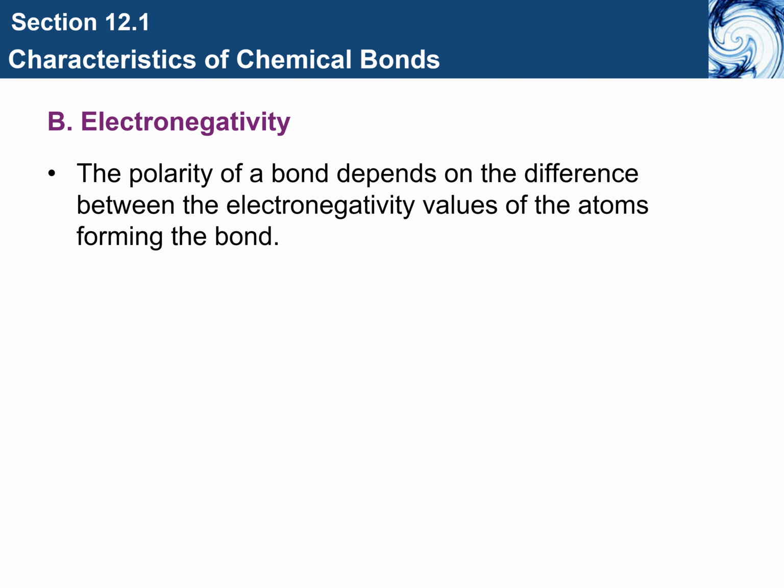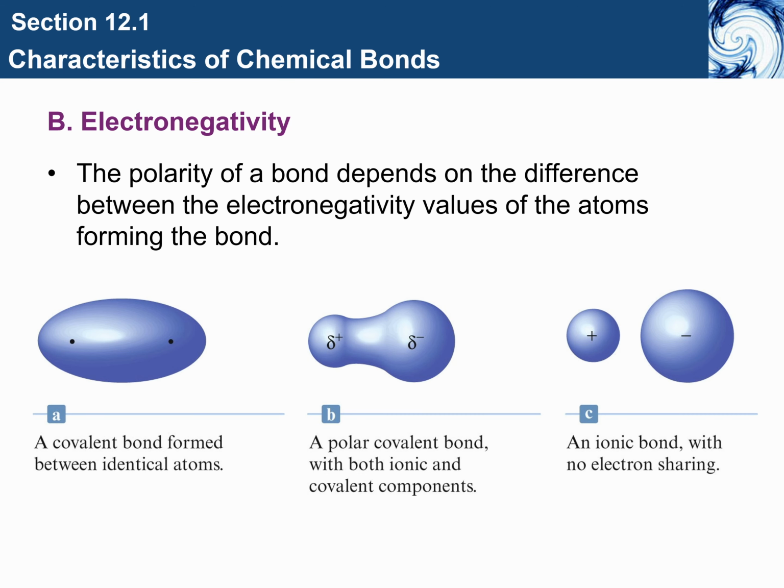Bond polarity. The polarity of a bond depends on the differences between the electronegativity values of the atoms forming the bond. If the difference is small, the bond is nonpolar.